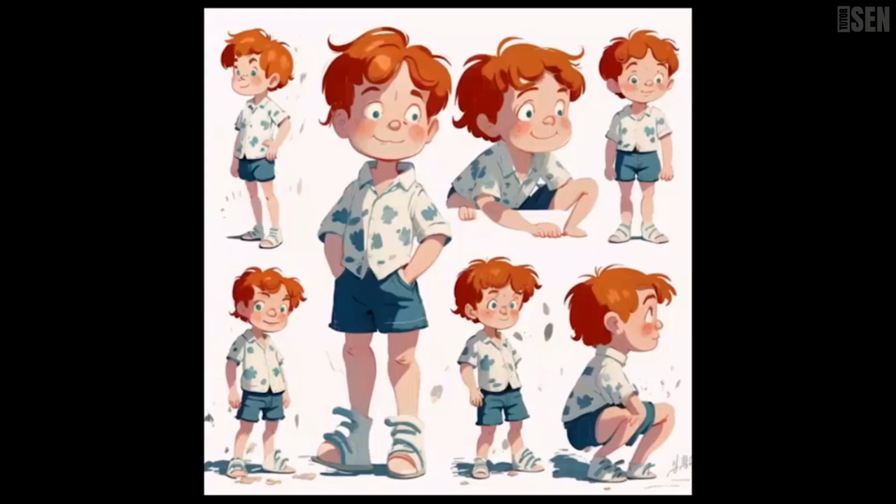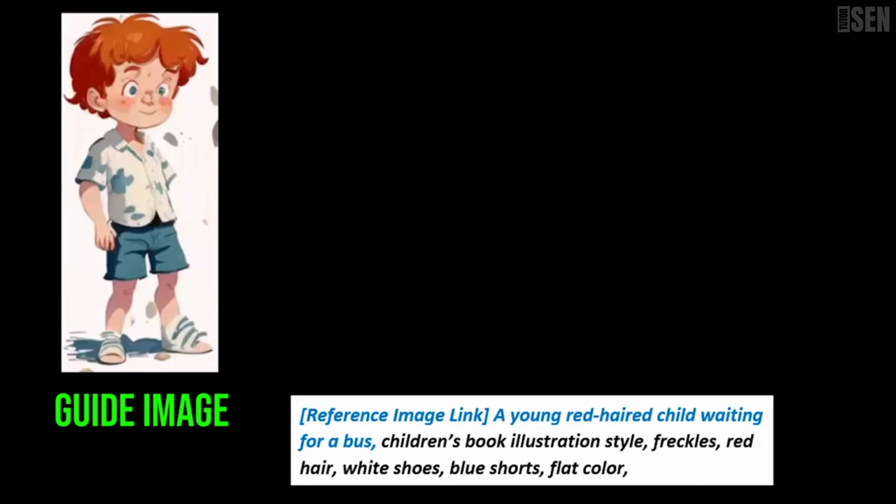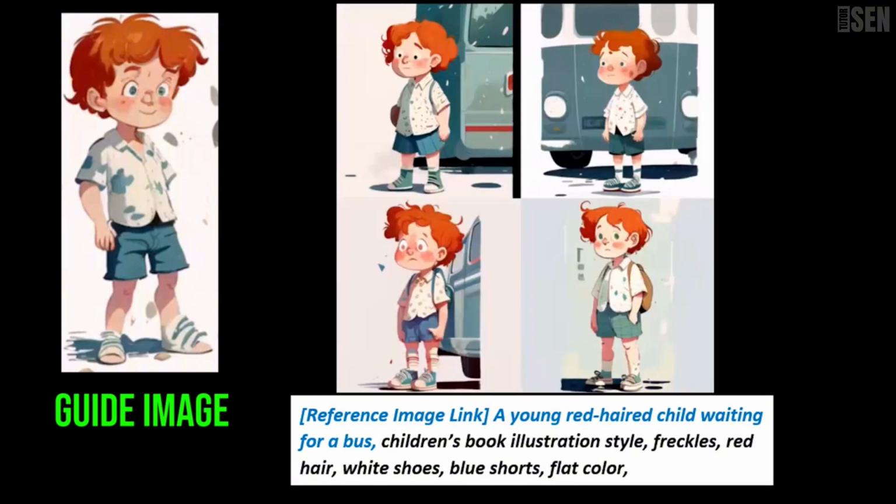Let's say we like our character to be the little boy. Then we'll do the same as we did with the blue jay. Crop each of these characters into separate files so we can train AI on what direction we are going for. Like, we can use this as the guide image and the prompt: reference image link, a young red-haired child waiting for a bus. And we get this, which, would you agree, is pretty close?